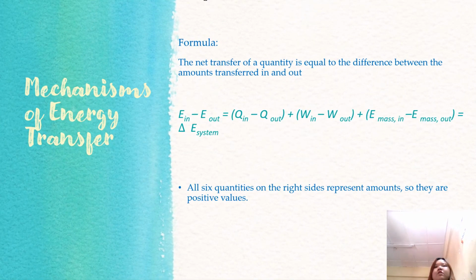So overall, for the mechanism of energy transfer, we can say that the net transfer of a quantity is equal to the difference between the amounts transferred in and out. The general equation is energy in minus energy out equals Q in minus Q out plus W in minus W out plus E mass in minus E mass out equals the change of E system. All six quantities on the right side represent amounts, so they are positive values.